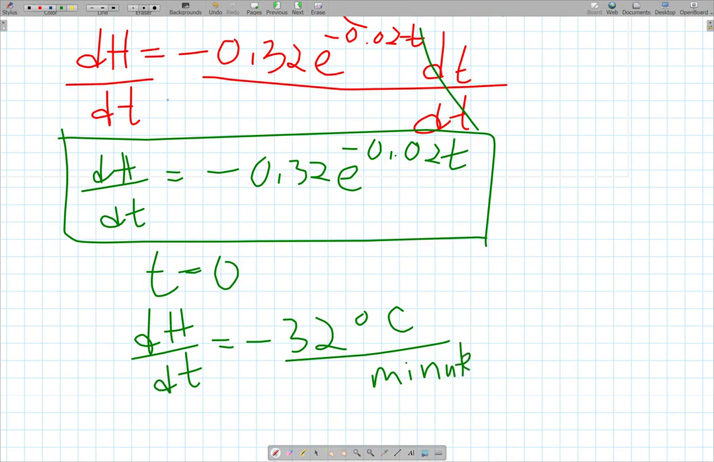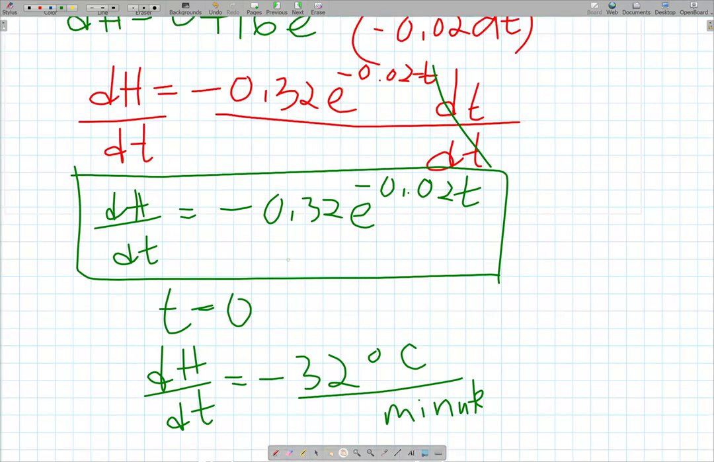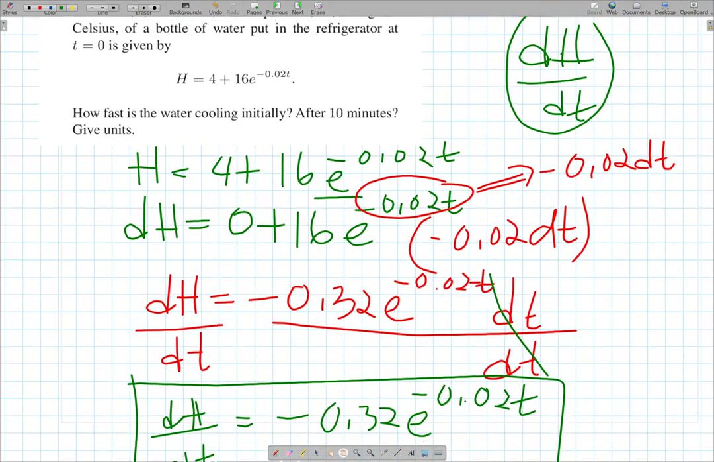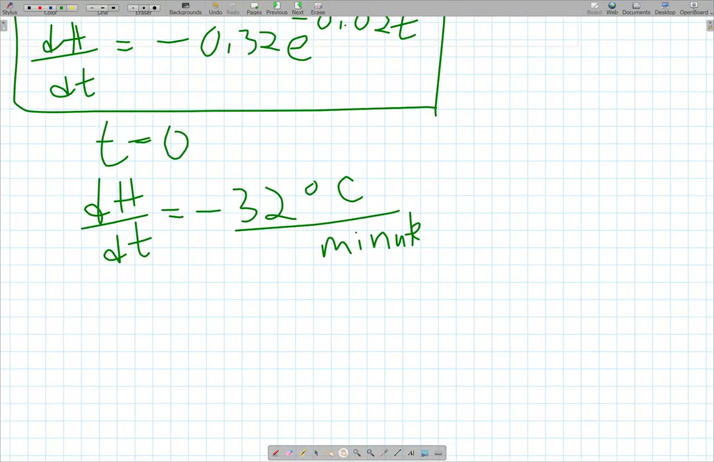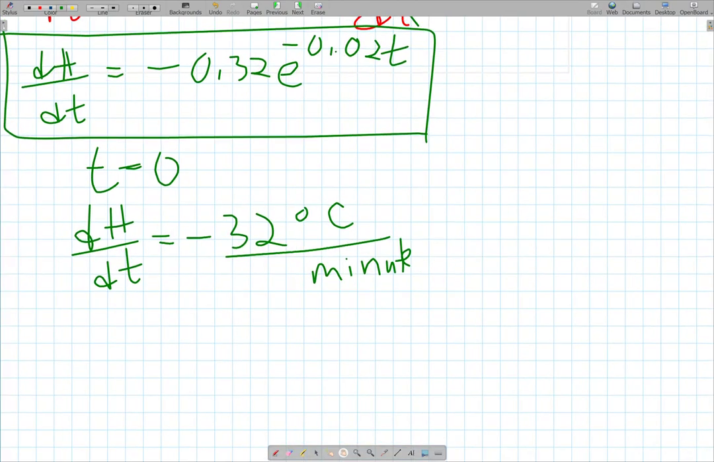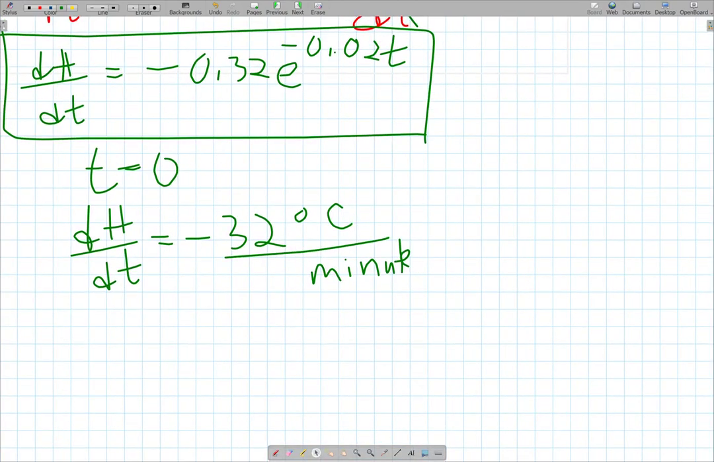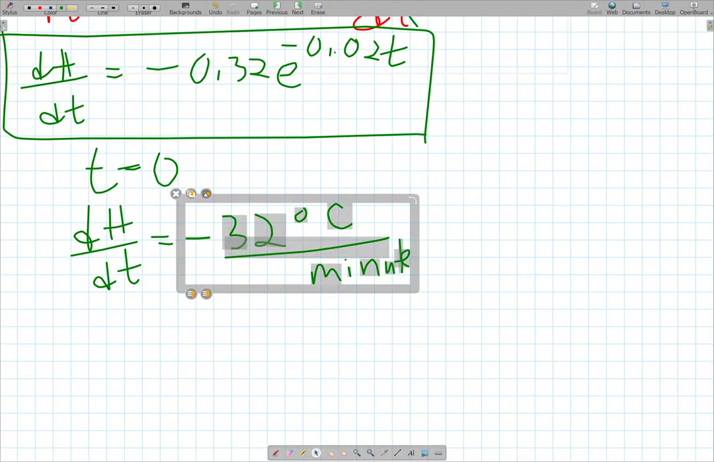Okay? Kasi ang H is in degree Celsius, diba? Ang T is in minutes. Right? So, next is after 10 minutes. So, just substitute it. Substitute. And then ganito, no? Isa-isahin natin muna.